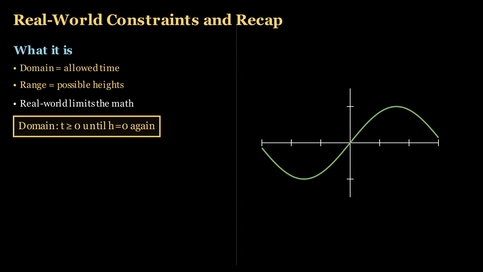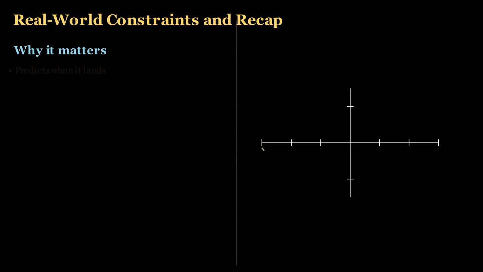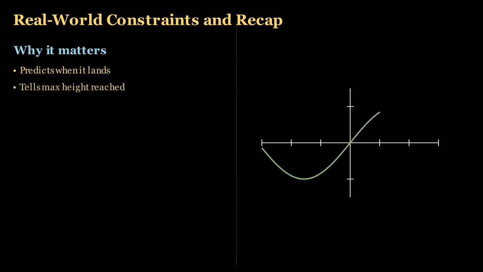So domain and range aren't just abstract ideas. They are the real, physical limits of the situation we are describing. Why do we care about these limits? Because they answer the questions we actually ask. When will the ball hit the ground? That's the end of the domain. How high did it go? That's the top of the range.